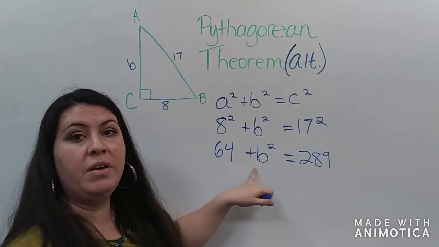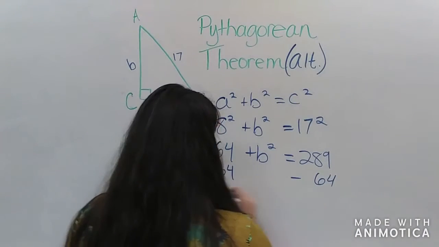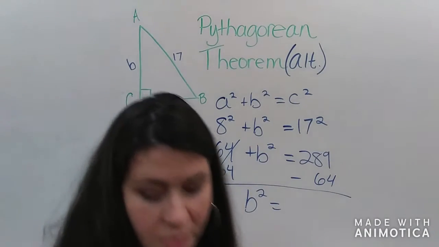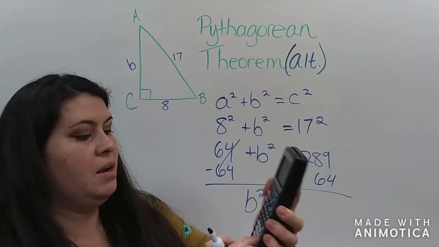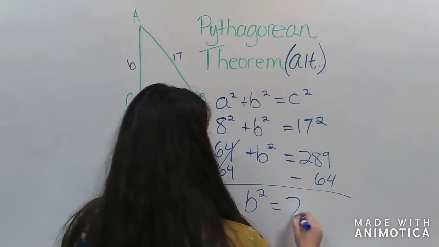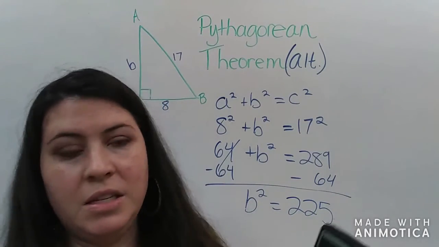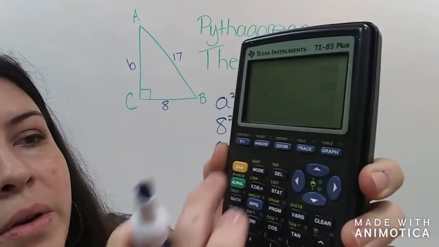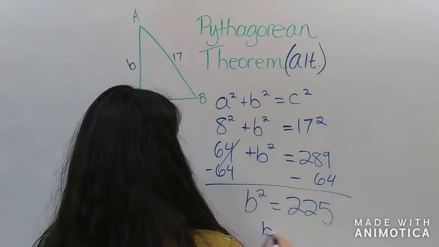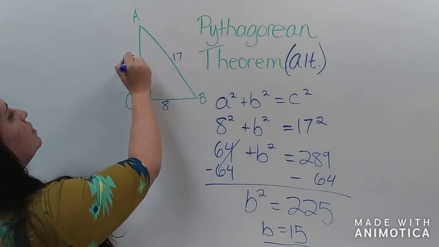Now I can do some algebra to figure out what B is. I want to get B all by itself, so I'll subtract 64. And I know that B squared equals, tell me assistant, what is 289 minus 64? And I see that it is 225. You might know the square root of 225. Let's ask our assistant just because. So we'll do second, square root of the answer, and enter. 15. So we find that our side is 15.